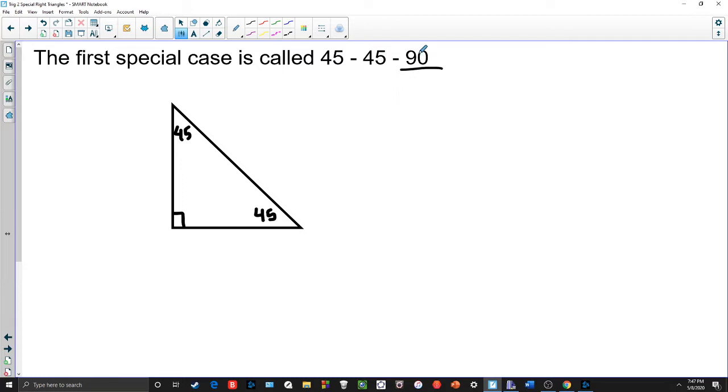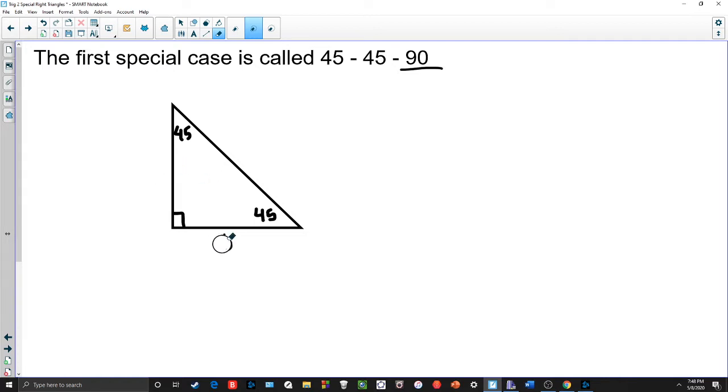Again, the name is 45, 45, 90: angle 1, angle 2, angle 3. So if this is my right angle, that means this side would be C, and then we can call this A, and we can call this B. So that'd be what the sides are. Again, we know the Pythagorean theorem is true for this. But what's also true, I'm going to erase these here for a second.